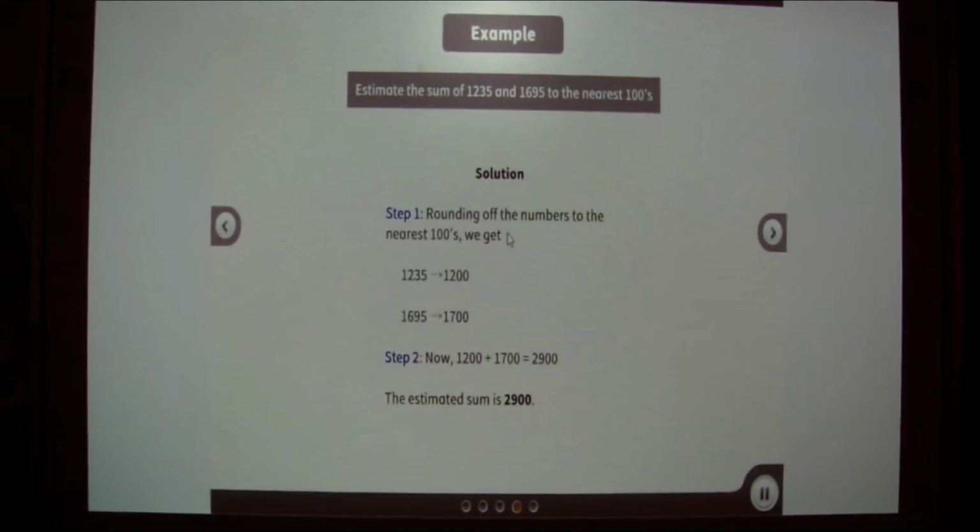Let us see another example. Estimate the sum of 1,235 and 1,695 to the nearest hundreds. The numbers are rounded off to the nearest hundreds. 1,235 is rounded off to 1,200. 1,695 is rounded off to 1,700. Now, adding 1,200 to 1,700 gives 2,900. Thus, the estimated sum is 2,900.